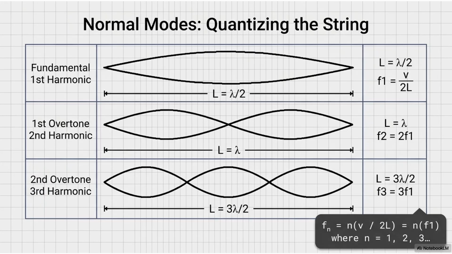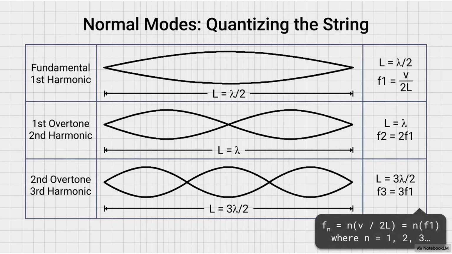But it can also fit a full wavelength, right? Like an S shape. Exactly. That's the first overtone, which is also called the second harmonic. Here, L equals lambda, and it just keeps going. The second overtone or third harmonic is L equals 3 lambda over 2. And the slide gives a master equation for this: frequency Fn equals n times v over 2L. That formula governs every note a string can naturally play.